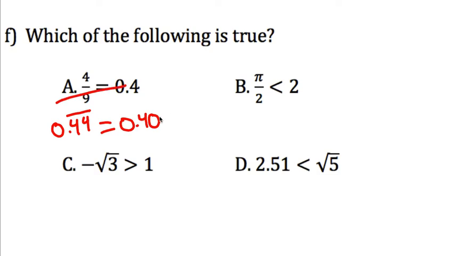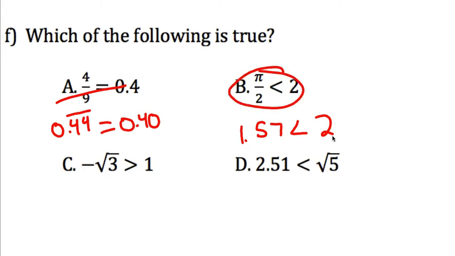If we go on to B, if we enter this in our calculator, pi divided by 2, this will be approximately 1.5 because pi is about 3. So pi over 2, if you enter that, this will be 1.57 and then it's a 0. But that's enough to clearly tell that B is the correct answer because 1.57 is less than 2. So we know that B is the right answer.